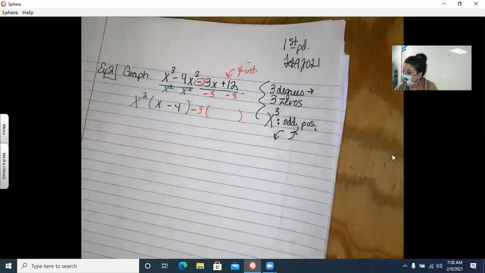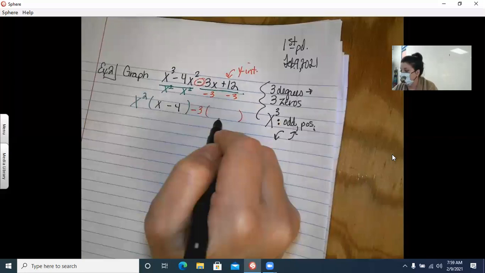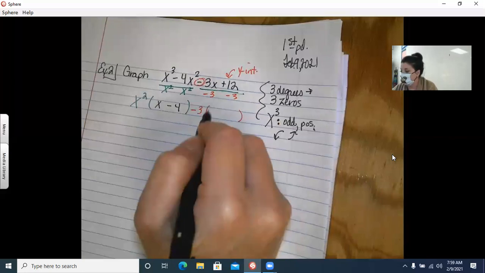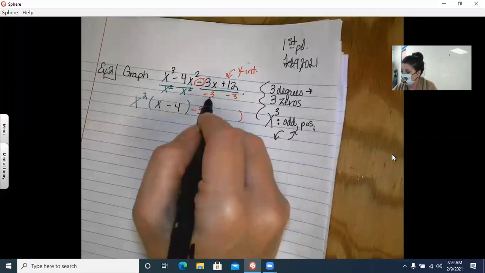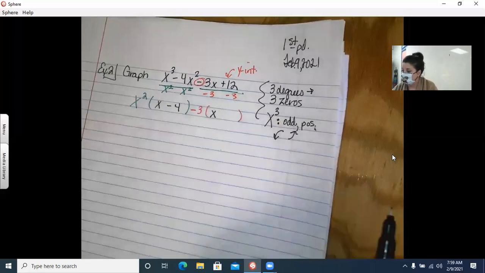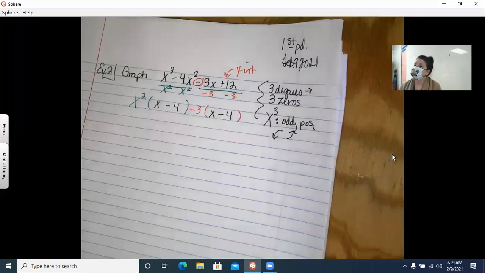What's negative 3x divided by negative 3? The negative divided by negative is positive. 3 divided by 3 is 1, and then x. So 1x or just x. What's positive 12 divided by negative 3? Negative 4. At this point, I'll know, yes, I can do factor by grouping, it will work for this problem. Or no, I can't. Can we? Yes. If what's inside parentheses is identical, yes, we can do factor by grouping.